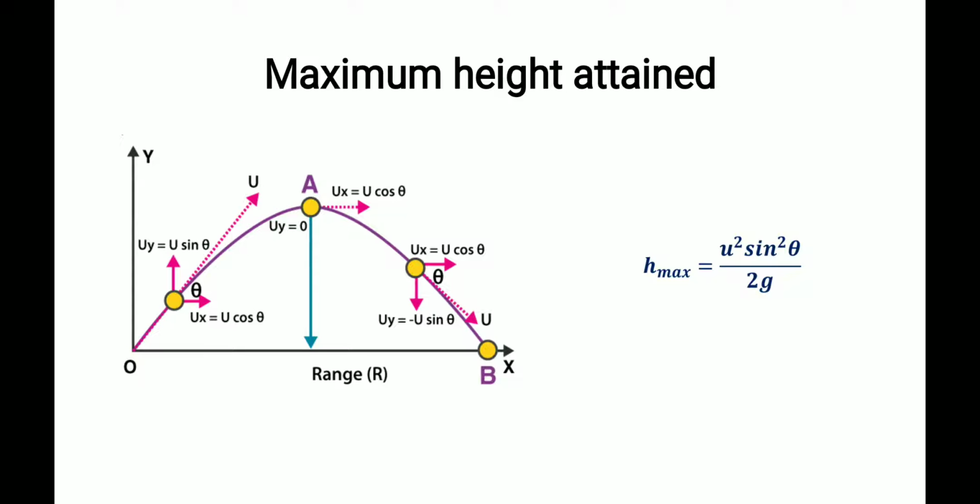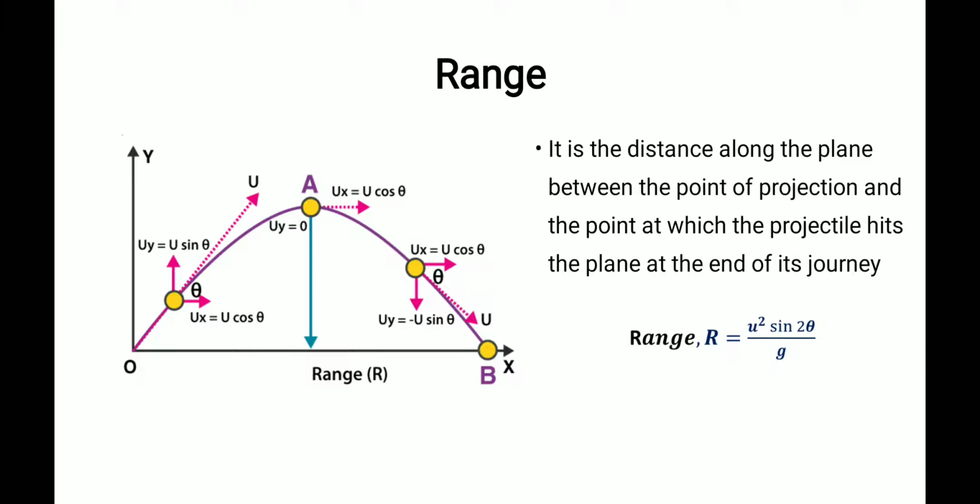Then maximum height attained. Maximum height is reached when the vertical component of the velocity becomes 0. The formula to find the maximum height is u square sin square theta by 2g. And then range means the maximum horizontal distance traveled by the projectile. The maximum horizontal distance traveled by the projectile in motion is known as the range of the projectile. This range is calculated by the formula u square sin 2 theta by g.